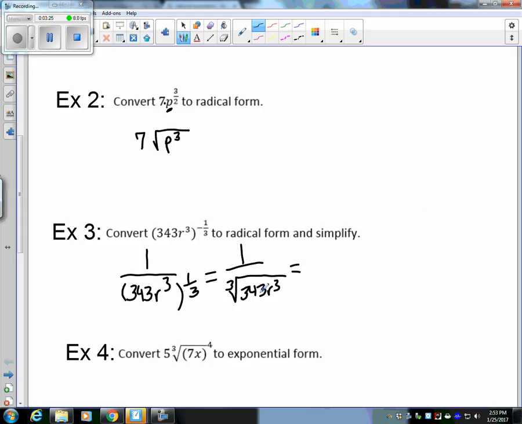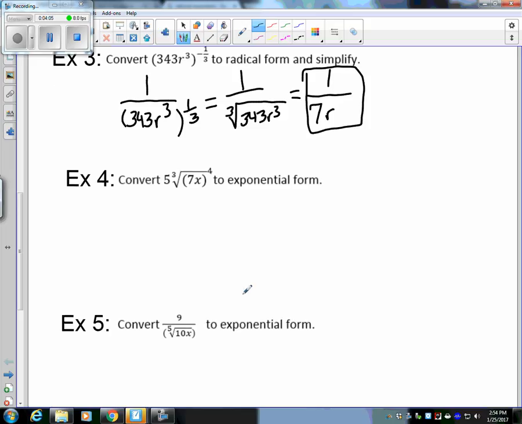There's multiple ways you can do this. You can do this with the tree if you want, but 343 is 49 times 7, and 49 is 7 times 7, so the cube root of 343 is 7. Now this is the simplifying part. We changed it to radical form, now we're going to simplify this. So the cube root of 343 is 7. And then cube root of r to the third is just r. So my final answer here is 1 over 7r.